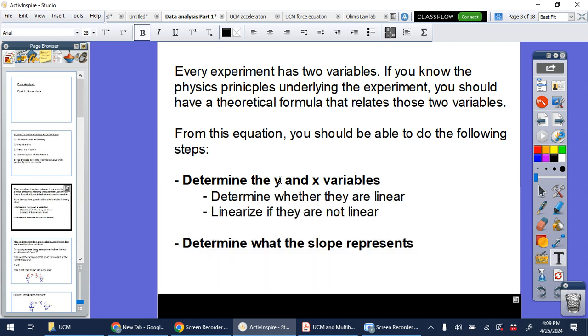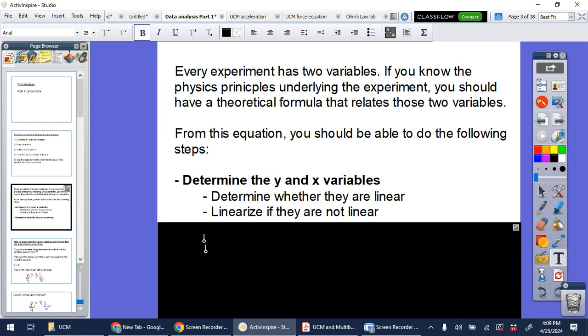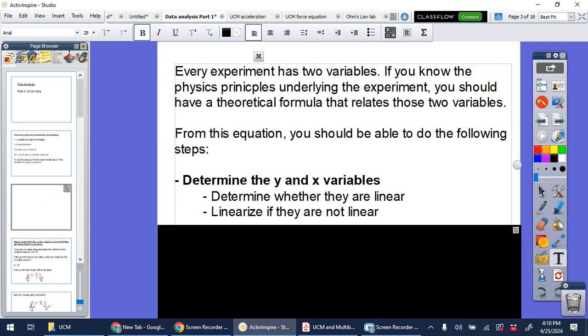Determine the y variable and the x variable, sometimes called dependent and independent variables. Right now, I'll just call it y variable and x variable. Right? And then when you determine those variables, you should be able to determine whether they're linear and linearize it if they're not linear. And then determine what the slope represents. All right. So I'm going to spend a lot of time. The main part of this video is just on these two steps right now. Okay. So let's focus on this step right here. Determine the y and x variables.